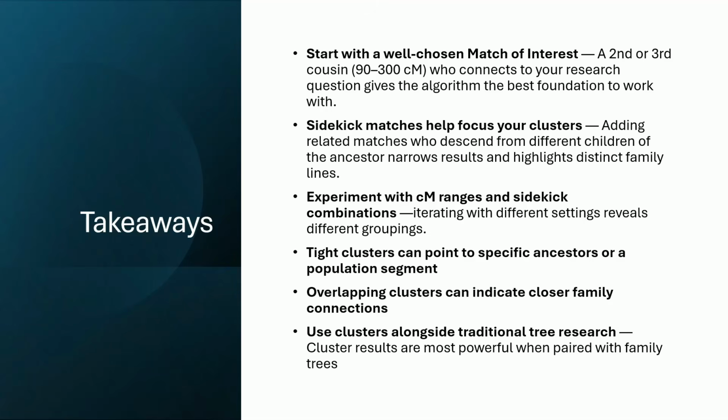Sidekick matches help focus your clusters, and adding related matches who descend from different children of the ancestor narrows the results and highlights distinct family lines. I really liked experimenting with different centimorgan ranges and sidekick combinations. I only showed you a few of the experiments that I did. I know it says that it takes 30 minutes to generate a cluster, but I've found it only takes a minute or two with these experiments that I'm doing with changing the different ranges of centimorgans, changing the different sidekicks, and trying a lot of different combinations. So it really is easy to create different clusters.